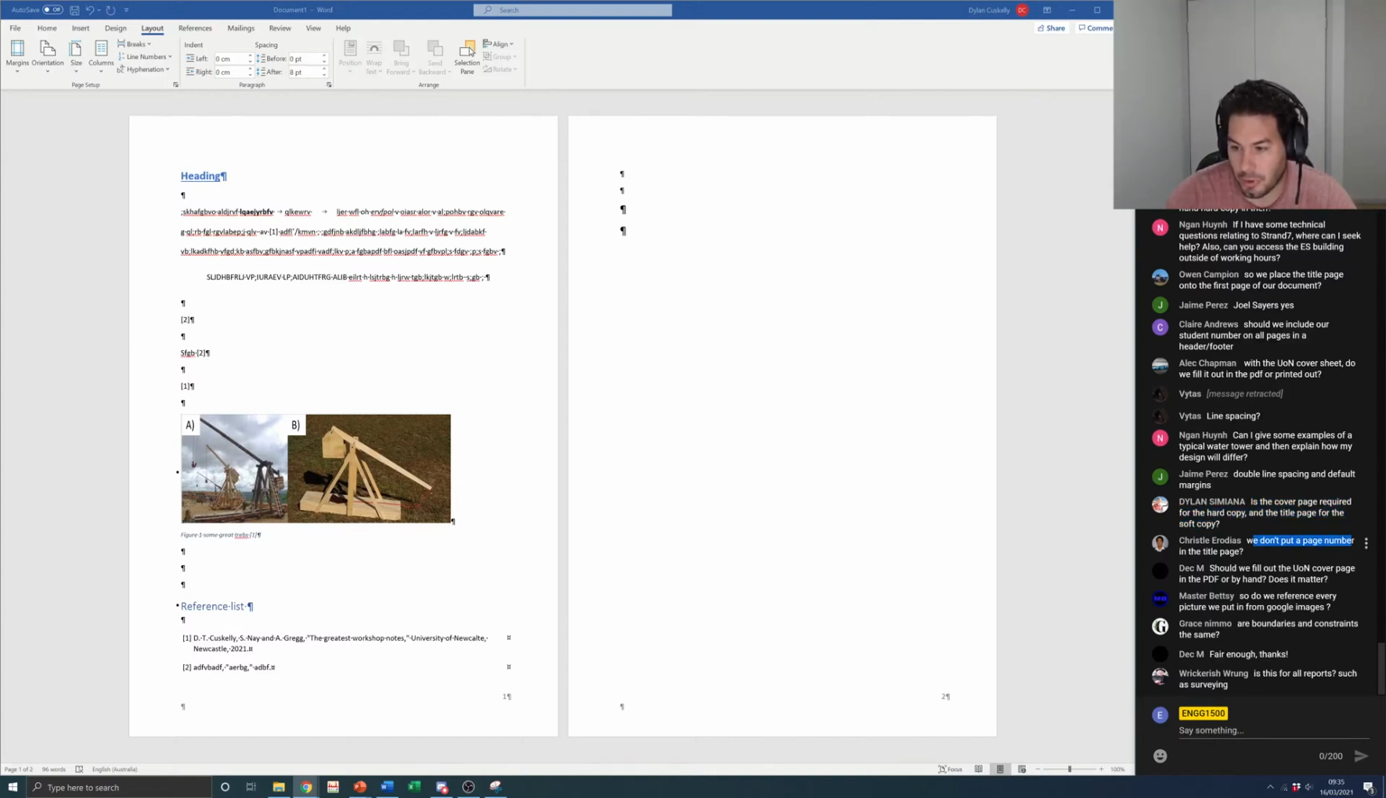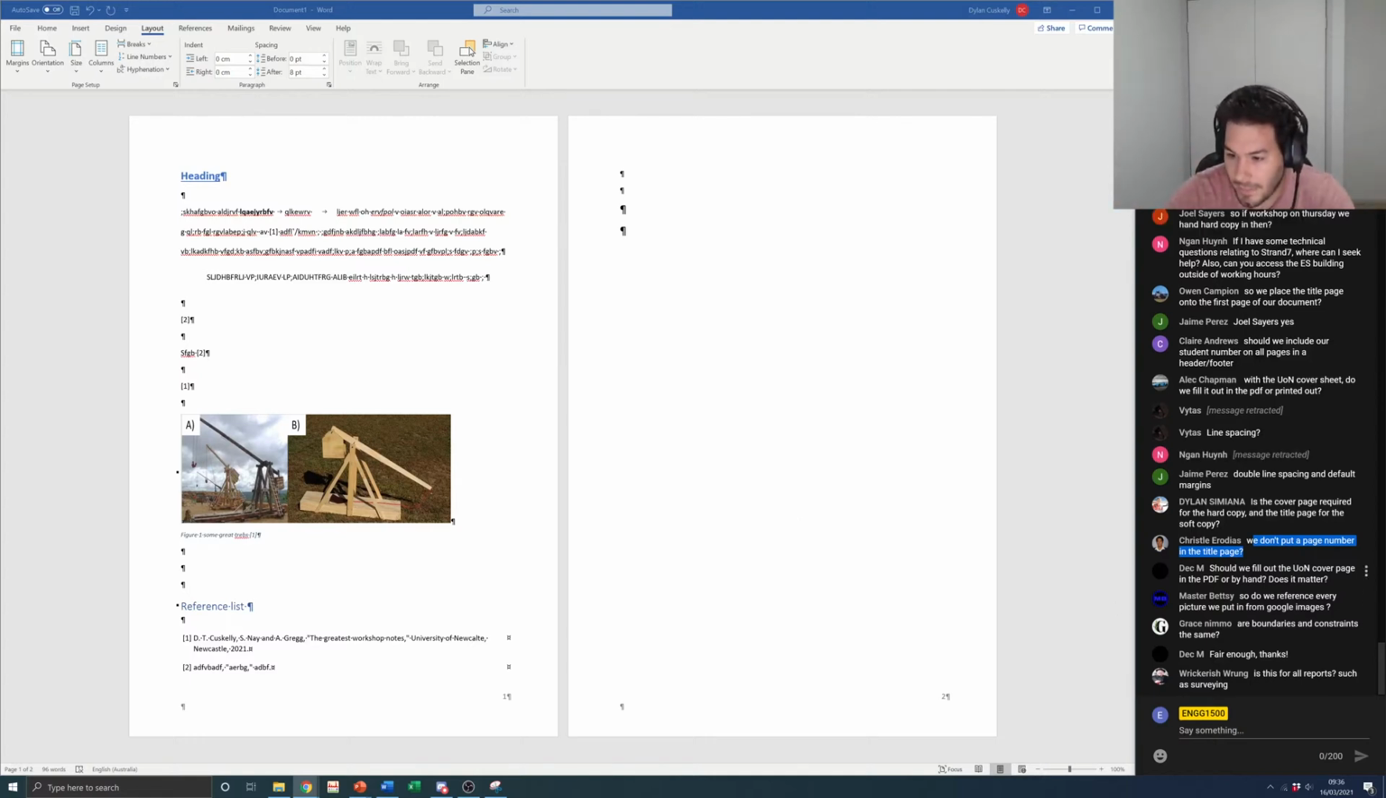We don't put a page number in the title page. Oh, look, don't worry about it. You're correct. You should put a section break in and you shouldn't number your title page and all that kind of jazz. Don't worry about it for this report. Spend the brain cells on actually thinking about the content. Don't waste them on where your page numbers go. We'll do page numbers in the future. You're all good.